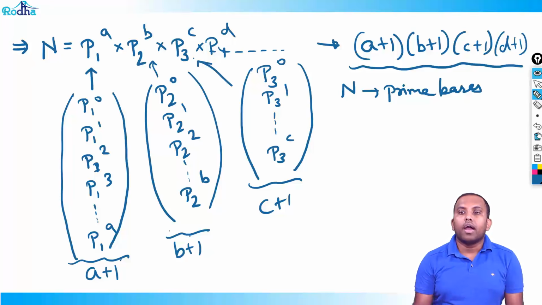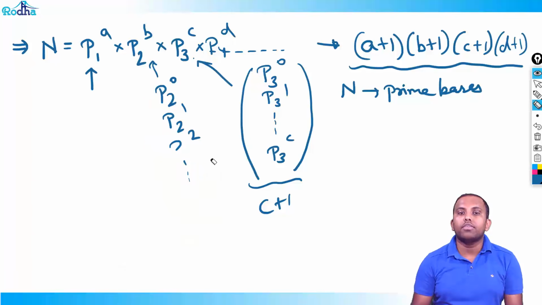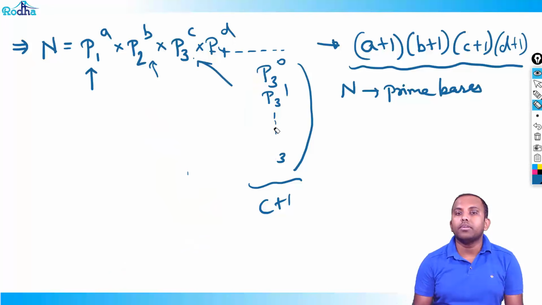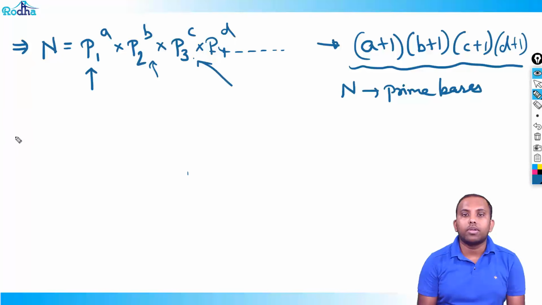So I can always do this for any number. Suppose we find the number of factors for 720. How many factors does 720 have? Tell me. Now you can directly find it. What is 720? We just discussed it in the last slide.